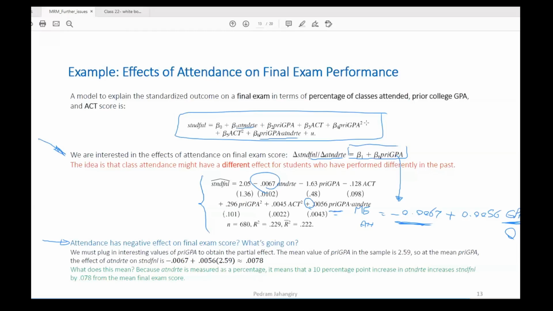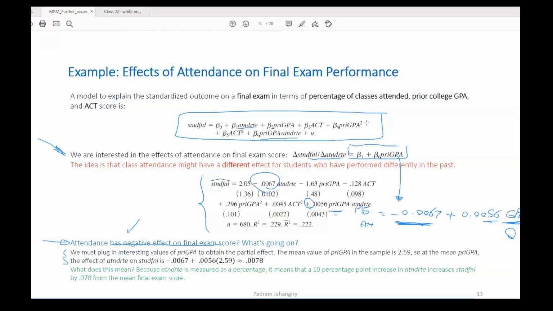Well, again, we say no because a GPA of 0 doesn't make sense. So we can be sure that this number cannot be negative, right? If your GPA is anything greater than 1, well, actually, one point something, but we know that GPAs are definitely greater than 2. Because they're greater than 2, then this marginal effect is going to be positive, because 2 times 0.0056 is greater than 0.0067. Okay, so I'm not worried about the attendance having a negative effect on the final score. Done.